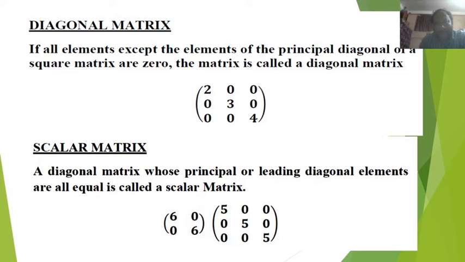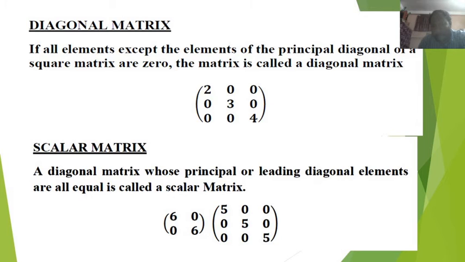What is a diagonal matrix? All the non-diagonal elements are 0 and all the diagonal elements are different, like 2, 3, 4. This is a number. Next is scalar matrix. What is a scalar matrix? A diagonal matrix whose principal or leading diagonal elements are all equal is called a scalar matrix. All the diagonal elements are equal. Leading diagonal or principal diagonal or main diagonal elements are equal and all other elements are 0.